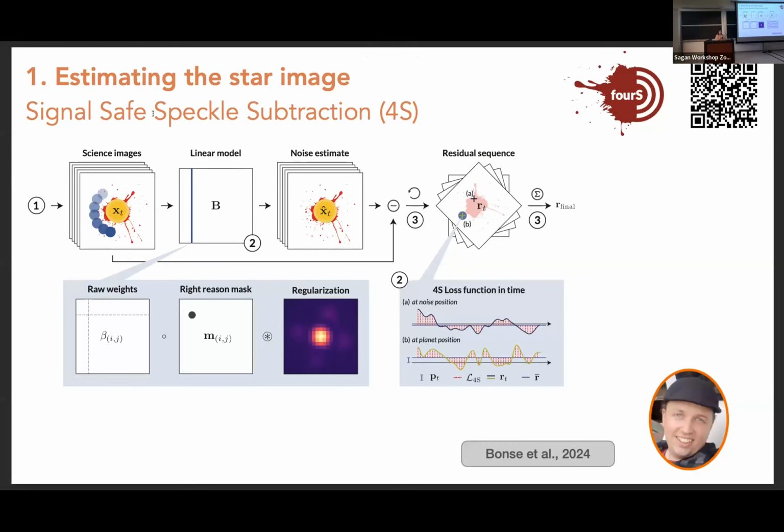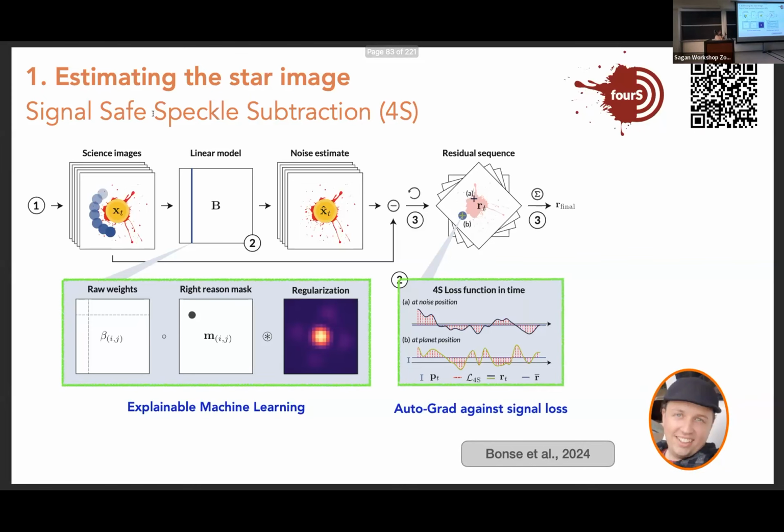And another one, Markus Bonse is here. Anywhere I put a picture of people, it means that they're attending the second summer workshop. So please go see them and talk to them if you want more details. It came recently with 4S, signal-safe spectral subtraction, using machine learning and similar principles. So it's like a PCA as well, but digging into why it's not perfect in terms of self-subtraction mainly. The first principal components actually have a bit of the planetary signal within them.